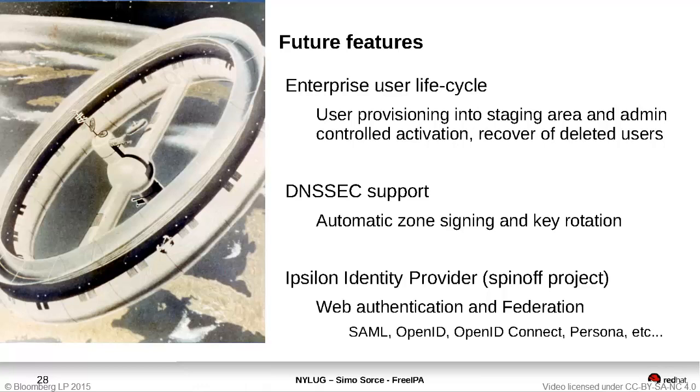DNSSEC support. So we have a DNS server. We want to go to the next step in securing our infrastructure. We want to make sure you can actually trust the DNS replies you get. So we already have code in there, experimental at this moment in master, to allow DNSSEC support. When you mark a zone for DNSSEC support, a key is created, automatic zone signing starts to happen for all the records in the zone, and automatic key rotation also starts to happen.